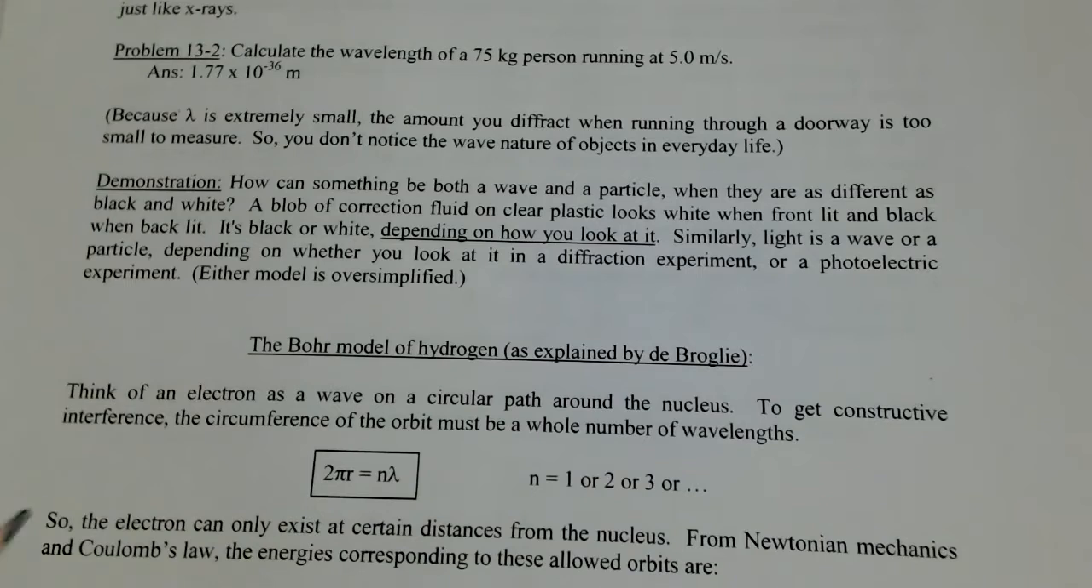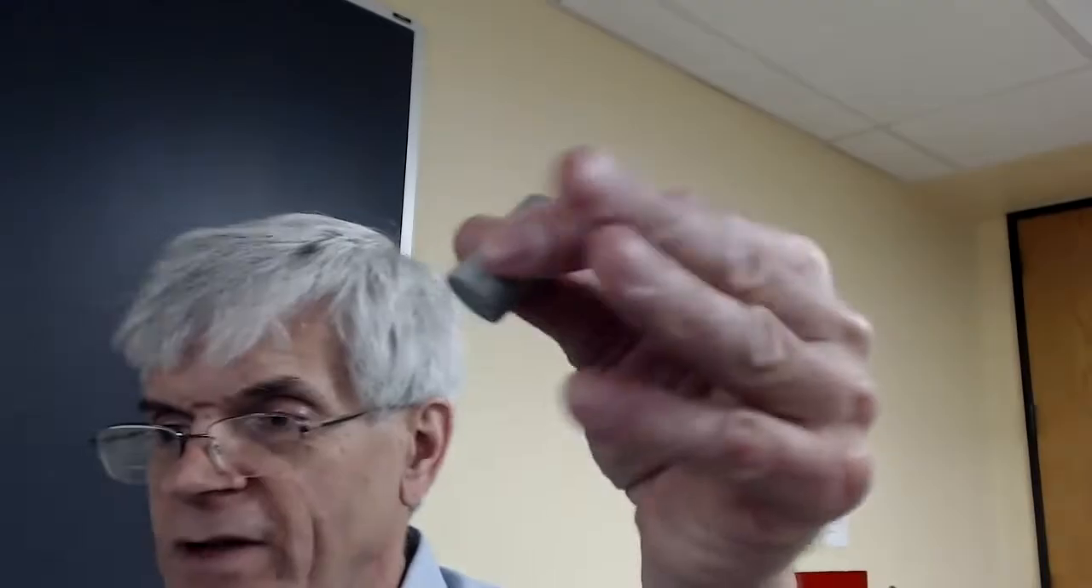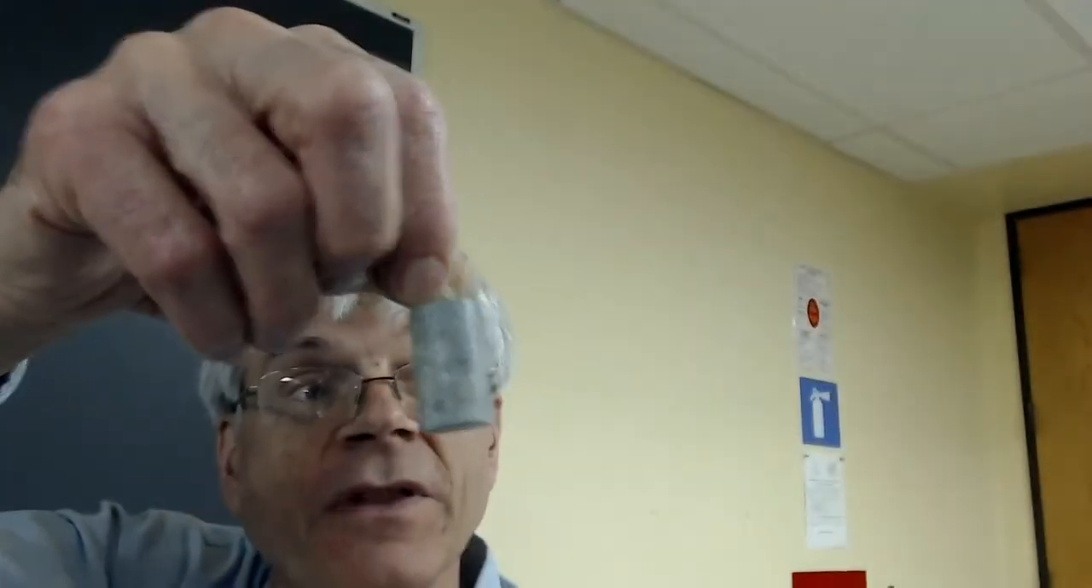So the electron can only exist at certain distances from the nucleus. If you apply some Newtonian mechanics and Coulomb's law, the energy of the electron depends on its distance from the nucleus. Just like, I happen to have a random metal weight sitting here on the desk for reasons that have nothing to do with this, but the farther I get it from the Earth, the more energy it has. Potential energy equals mgh, for those of you who took the first course, 121.